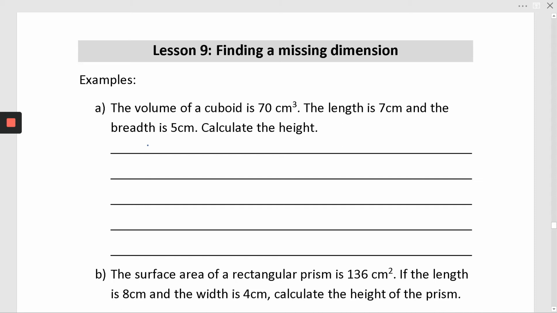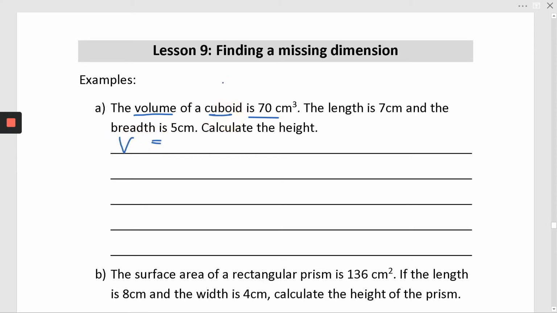When we're finding a missing dimension, it's going to do with solving an equation. So we get told information, and what we need to do is substitute it into the right part of the formula and then solve. So all of your equation solving skills are going to come back now. Let me just write down the formula to start.